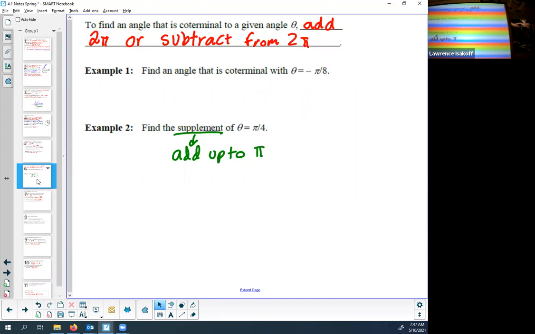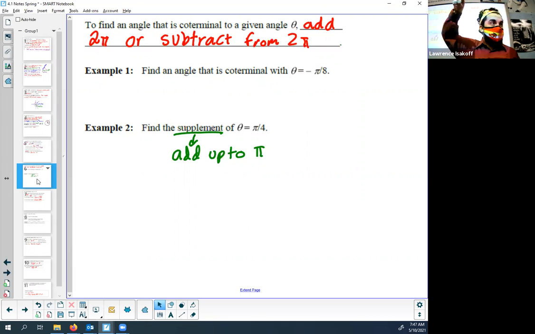Okay, so find the angle that is coterminal with this. So if I want to be coterminal, I'm either going to have to add or subtract 2 pi. When I add 2 pi, I go all the way around counterclockwise. When I subtract 2 pi, I go all the way around clockwise.